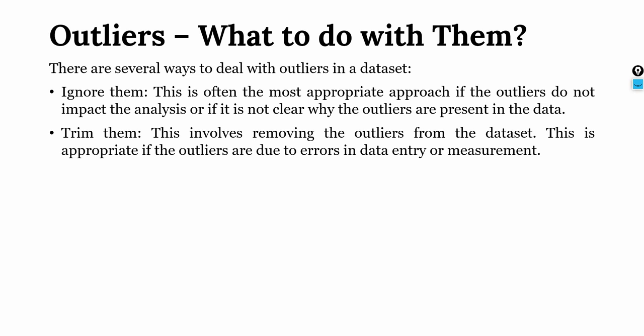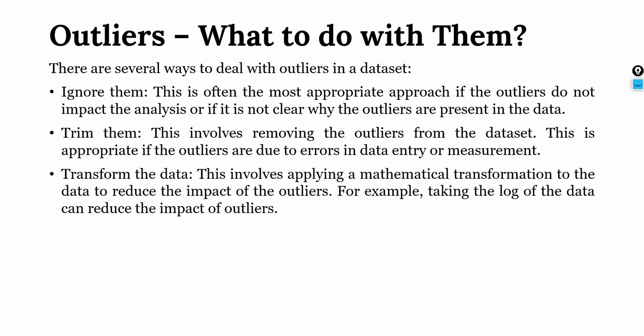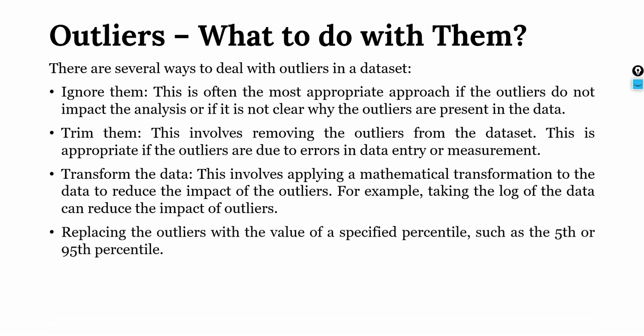For this, if you are doing survey-based analysis, a good idea is to go back to the filled questionnaire in hard form, or if you have imported the data, maybe you made a mistake while doing something, so just double check your original data. You can also transform the data by taking the log of the data, which can reduce the impact of outliers. So you can do a mathematical transformation. Otherwise, you can replace the outliers by identifying the 5th and 95th percentile score.